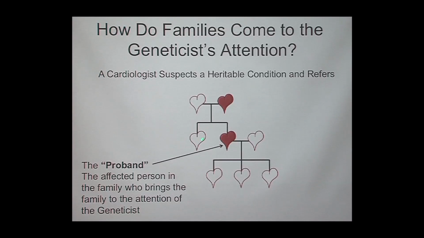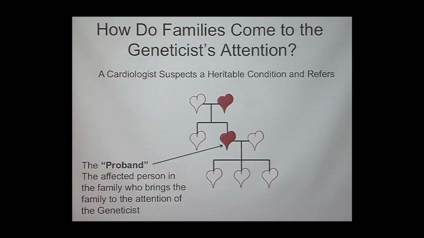And so looking at this family, here's the individual who went to see the cardiologist, and he or she takes a family history and says, oh, you have a certain condition. You have, let's say, hypertrophic cardiomyopathy. And by gum, so did your mom. Maybe there's a familial cardiomyopathy going on here. I'm going to refer this patient to genetics. The person who first brings the family to the attention of genetics, there's a name for that. We call that person the proband.